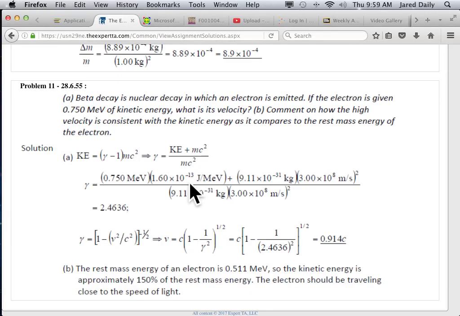When you have a kinetic energy that is much more than, or more at all, really, than the rest energy, you're definitely in that realm of traveling close to the speed of light. You're definitely relativistic.